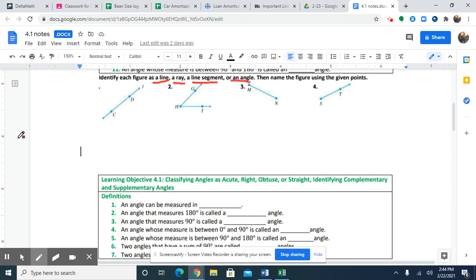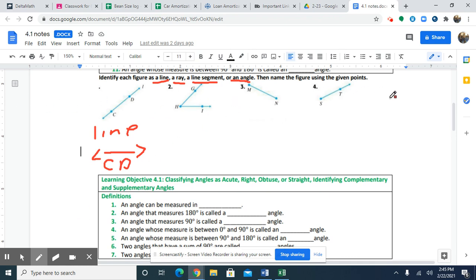Now we start off with a line. The very first one is a line. Now a line is something that goes in both directions. So we would say that this is a line, and we would label it as line CD, with a line on top with arrows in both directions. Now that tells us that this line is going to go in both directions infinitely.